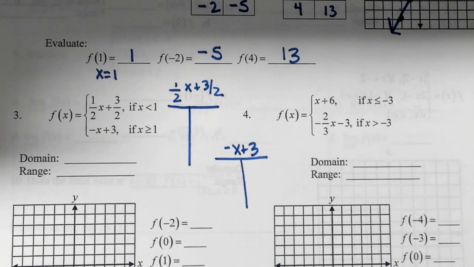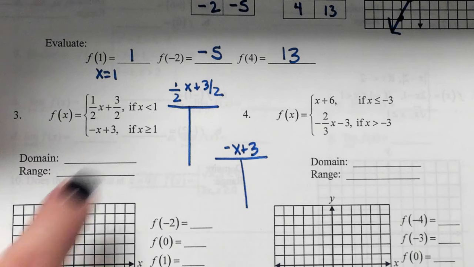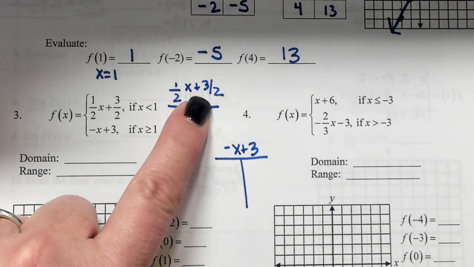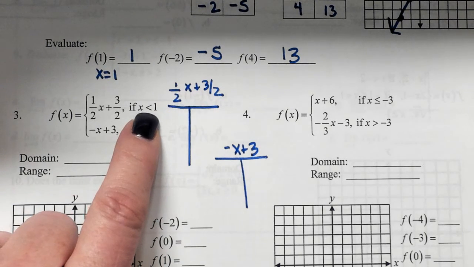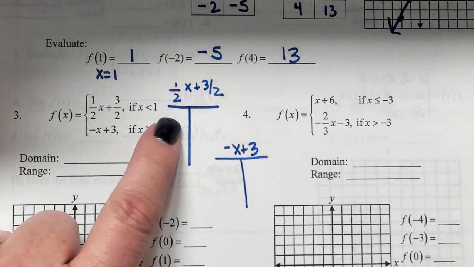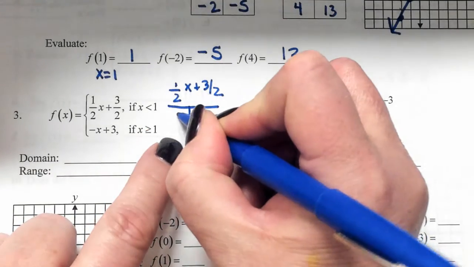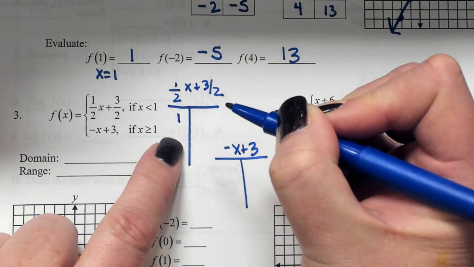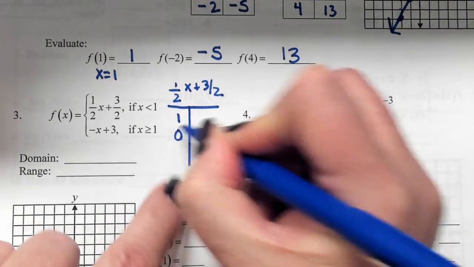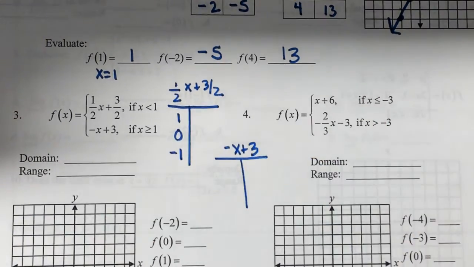You want to just pick about 3 points. It doesn't need to be a lot. You don't need a whole bunch of points. 3 is always a good number. So looking at 1/2 x plus 3/2, again, x is less than 1. What's the first x value I'm going to fill in this table? I'm going to fill in a 1. And what's another x value less than 1? 0, and then negative 1. 3's good. If you need more, you can always plot more if you're not sure what the graph looks like.